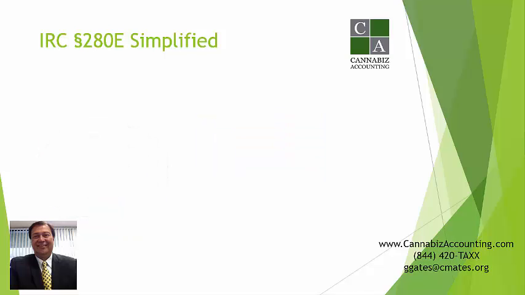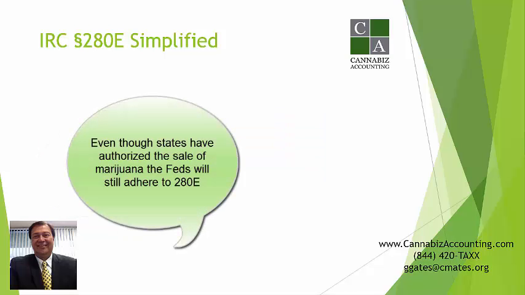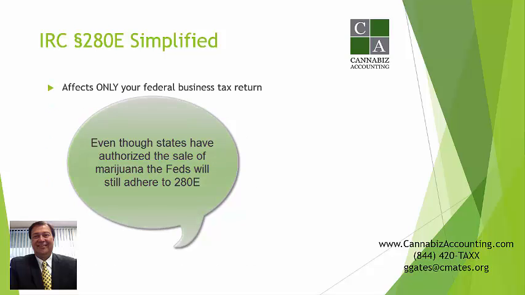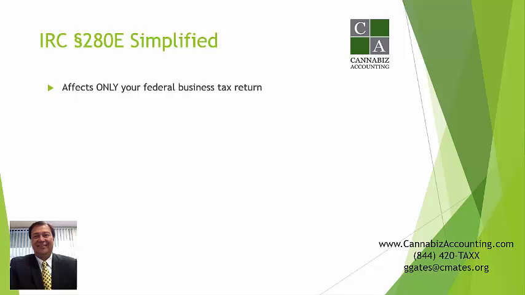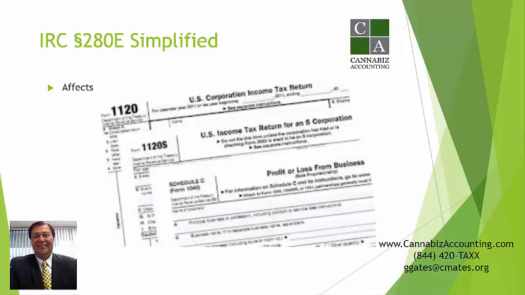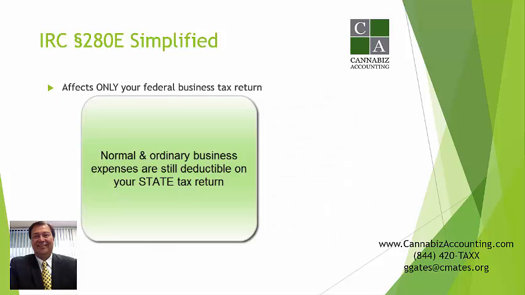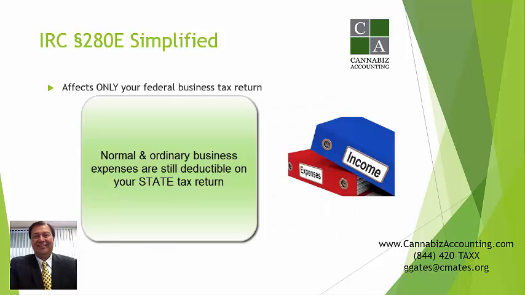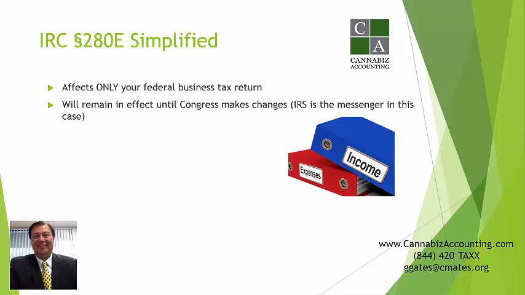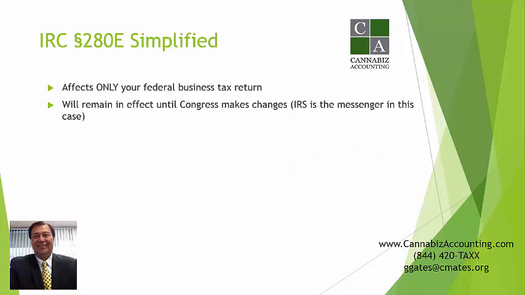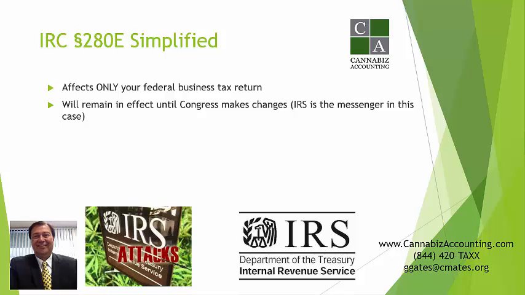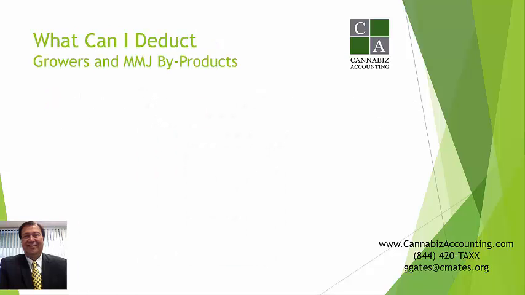Regardless of the fact that states have approved the growing and sale of marijuana, the feds will still adhere to 280E. Therefore, 280E affects only your federal tax return for your business. Your state return will still be able to deduct what's called normal and ordinary business expenses. And we know 280E is going to remain in effect until Congress approves a change. Keep in mind that the IRS is the messenger in this case, but they wield a pretty big hammer.